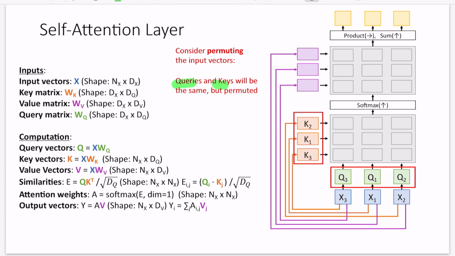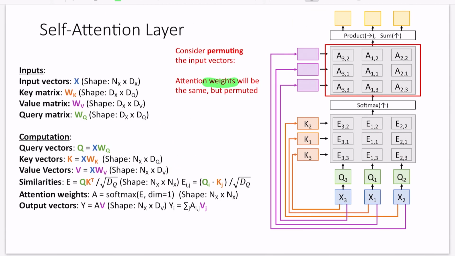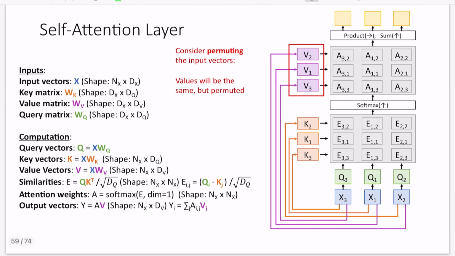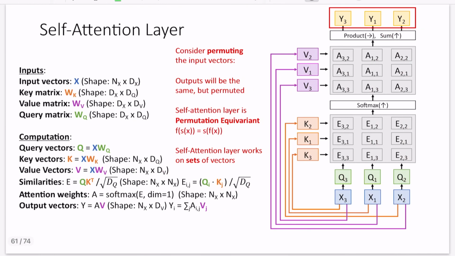Interestingly, query and key will be the same but permuted, like Q3, Q1, Q2 and K2, K1, K3, because they are just produced by the MLP module, right? The MLP is applied to each element vector independently. Similarly, the attention weight will be the same but permuted, the value will be the same but permuted, and finally your output will be the same but permuted, right? So the self-attention layer is permutation equivariant.